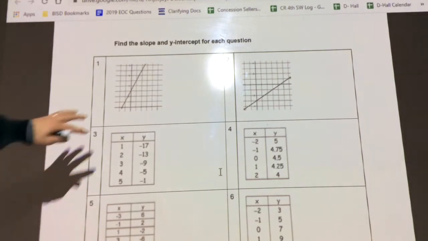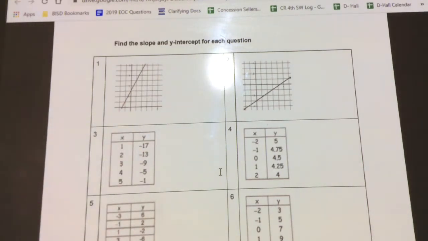Okay, so we've got some graphs here. Do we agree that we can find slope and y-intercept from graphs? We all can acknowledge that. Not saying it's always easier, it's not necessarily always hard.